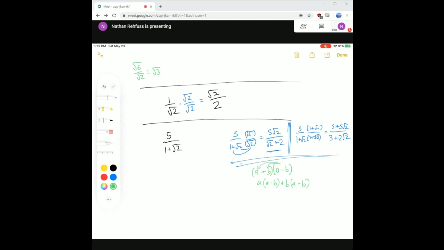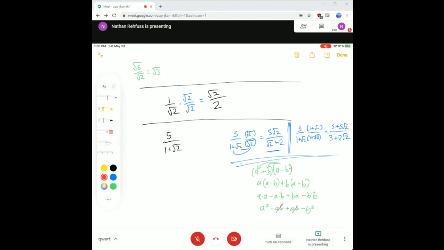Now this is a times a minus a times b plus b times a minus b times b. So it's a squared minus ab plus ab, order doesn't matter, minus b squared. These two guys cancel out. That's what makes this so special: when I multiply a sum and a difference of the same numbers, the middle terms cancel out instead of adding together, and you just get a squared minus b squared.